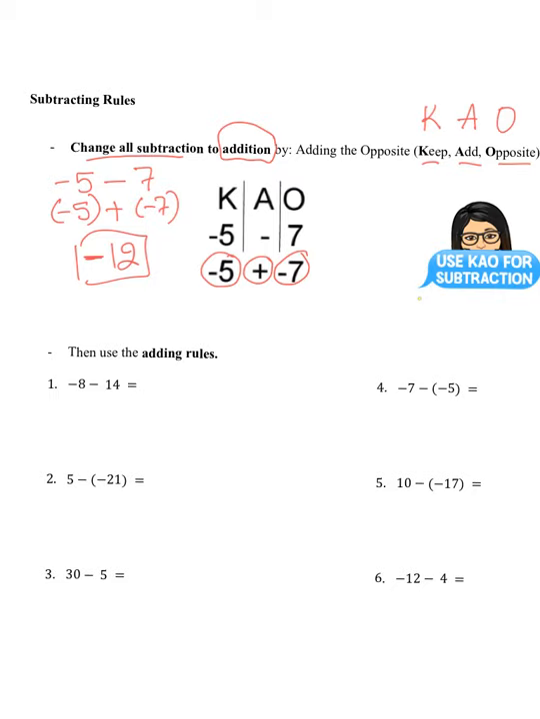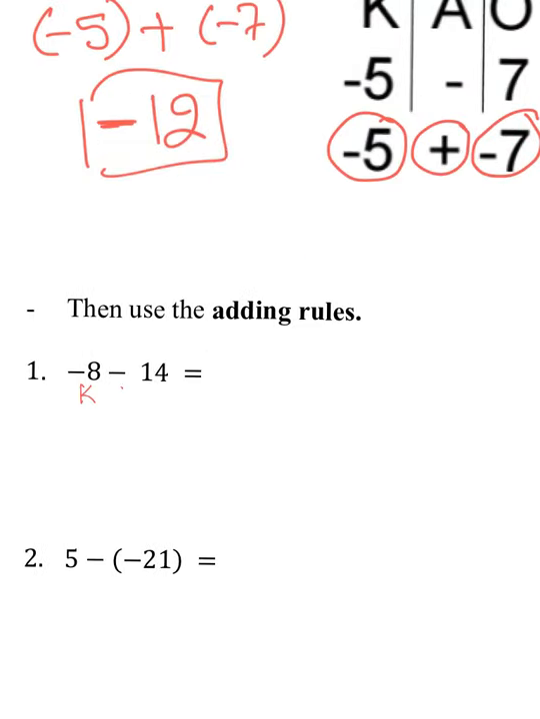Number 1, -8 minus 14. KAO. Keep the first number. Change subtraction to addition. What is the opposite of 14? The opposite of 14 is -14. Are they the same side or different side? They are both the same side, right? So we're going to add them up and keep.